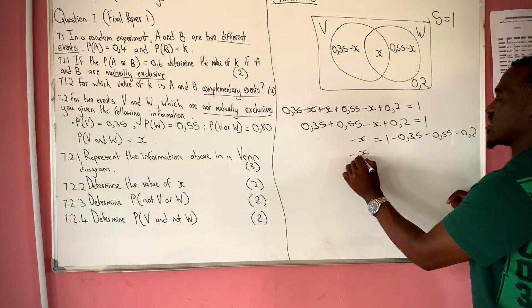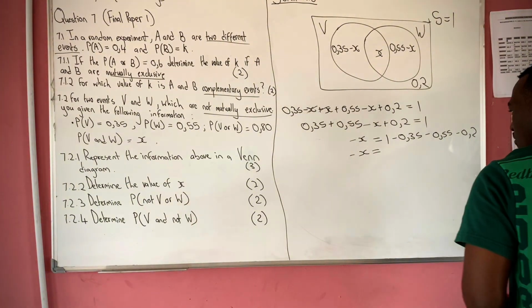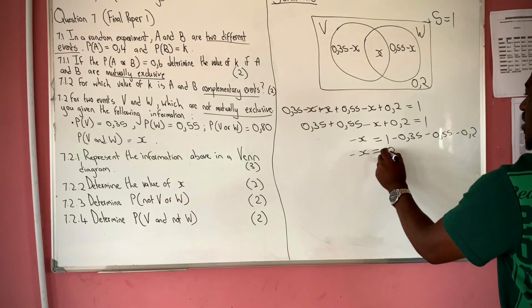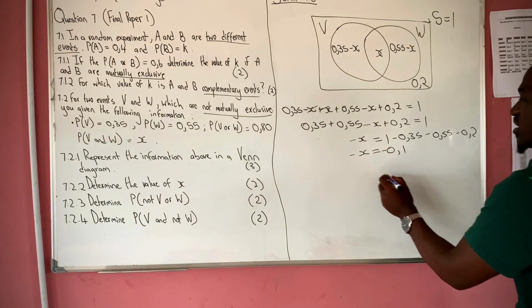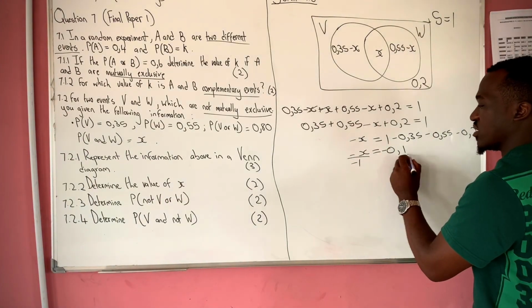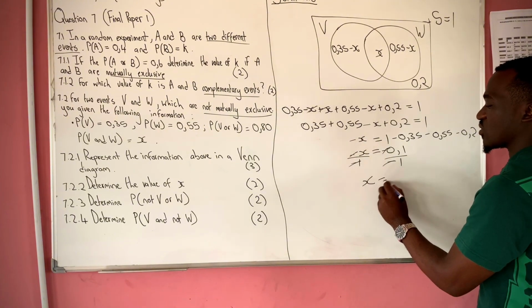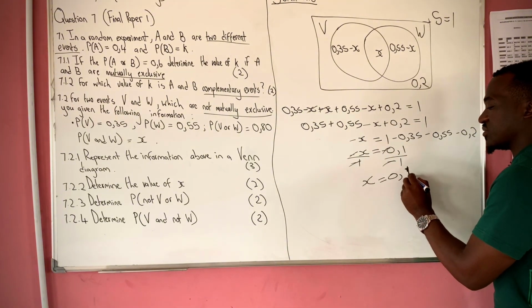Then negative X is equal to, now we're going to say this is supposed to be equal to negative 0.1. Then we divide both sides by negative 1, negative 1. Then this negative is cancelled. We're left with X equals 0.1.